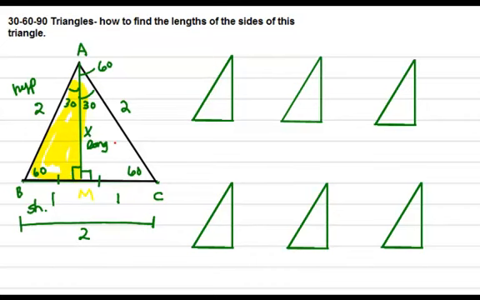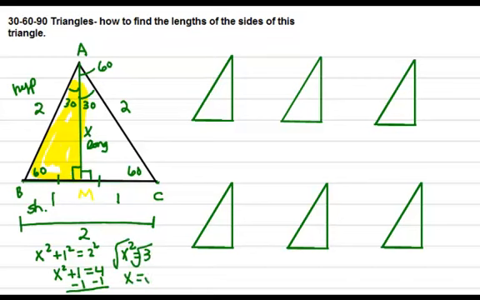And in order to find x, because we have a right triangle and we have 2 known sides and 1 unknown, I can use the Pythagorean theorem and say that x squared plus 1 squared equals 2 squared. When I solve this, I get that x squared plus 1 equals 4 after I square each side. I subtract 1 from both sides. I get that x squared equals 3, and then I square root both sides. So I get that x is the square root of 3. So I'm going to put that in here. X is the square root of 3.